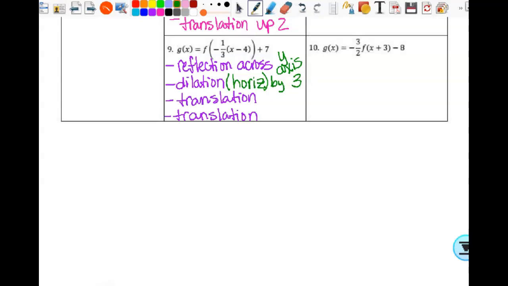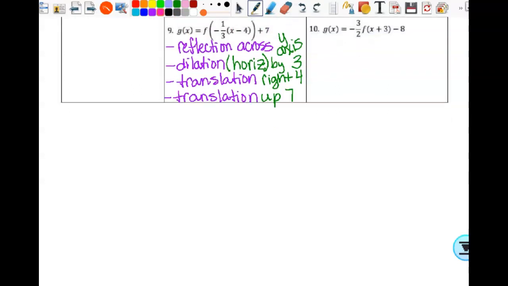All right. So this 4 means I translate which direction? To the right 4. And the 7 means I do what? Up 7. Good. All right. Any questions at all? All right. Good deal. So let's do this last one together. How many transformations do I have here? 4. 1, 2, 3, 4.